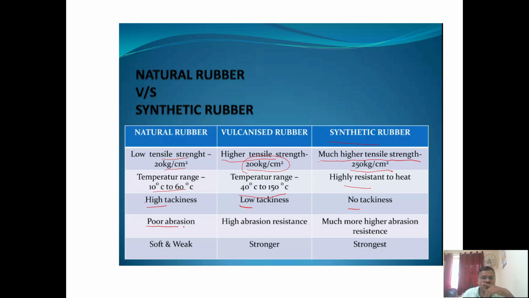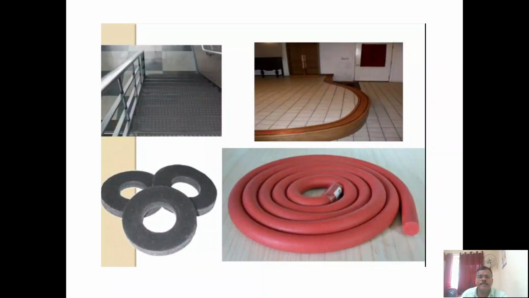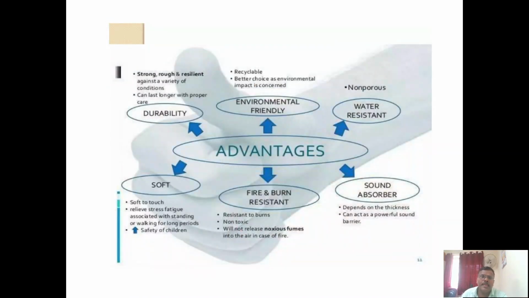Natural rubber has poor abrasion resistance, while the others have higher, and synthetic has much higher resistance. The nature is soft and weak, then stronger, and the synthetic is strongest. Just now I explained about it. Comparison. These are some images of these plastics.